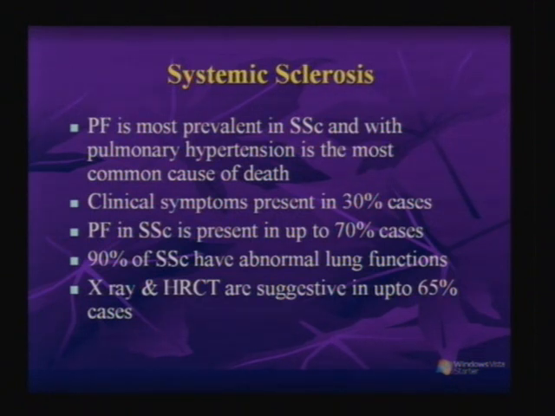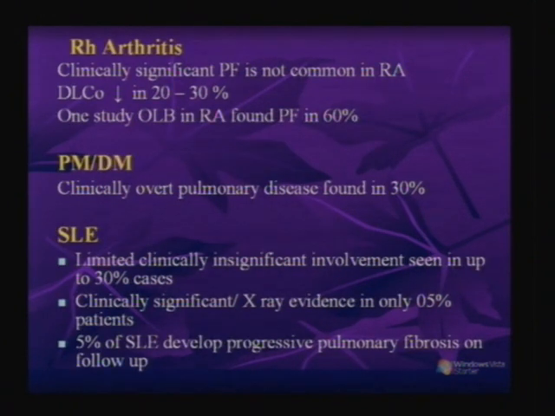Now coming to specific prevalence rates: in systemic sclerosis, pulmonary fibrosis is the most prevalent, and with pulmonary hypertension it is the most common cause of death. Clinical chest symptoms in systemic sclerosis are present in 30% of cases, but pulmonary fibrosis by HRCT is present in up to 70% of cases, and up to 90% have abnormal PFTs. X-rays and HRCTs taken together are suggestive in 65% of cases.